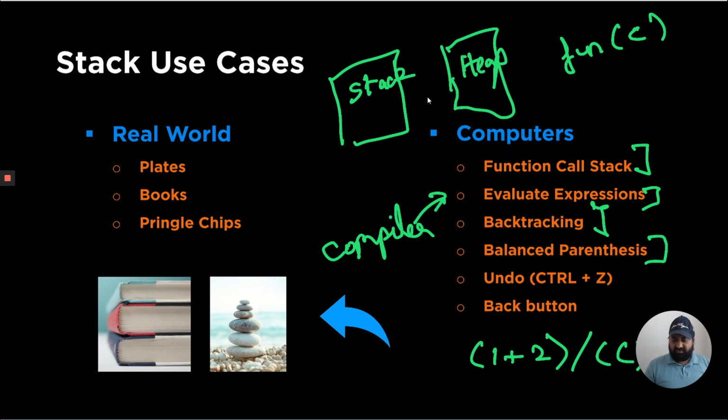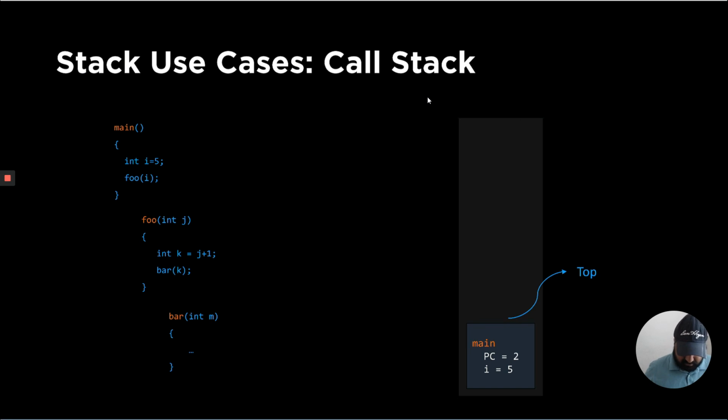Whenever we press Control Z, we are going to the previous state, and whenever we want to go to the last previous state, we use a stack. And the last one is the browser back button. If you try to go back in the Google Chrome browser or any other browser, it's probably using a stack behind the scenes.